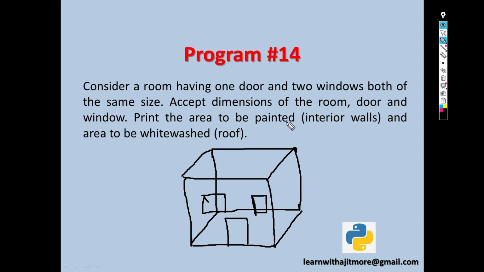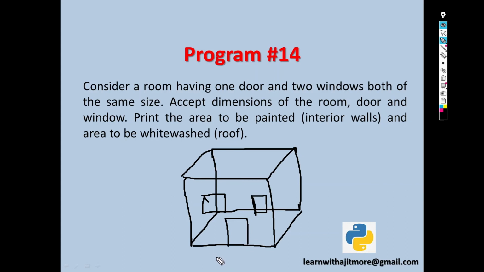So how to find out the area to be painted? Find the area of these four walls, minus the area of two windows, minus the area of the door. The door area and the window area we will subtract from the area of these four walls, which will give you the interior wall area. And whitewash is the area of the top. The top area you have to calculate, which is a rectangle, which will be length into breadth.